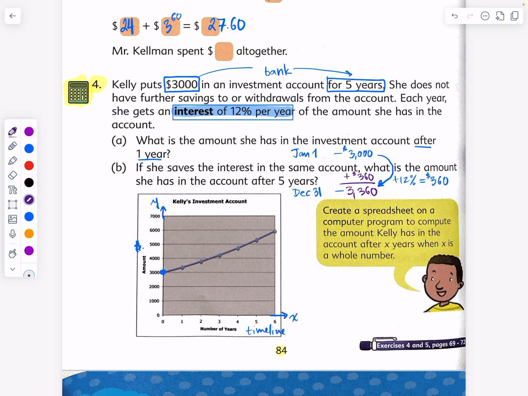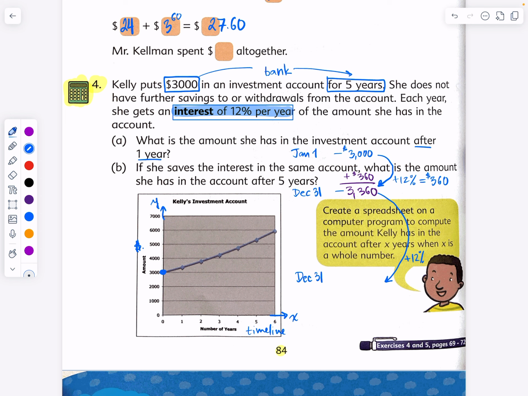What does Kelly do? She keeps the money and decides to keep it for another year. What happens to that money? Well, that money continues to earn interest of 12%. But notice the amount is now $3,360. Therefore, Kelly earns interest. So maybe this was January 2000. The next December 31st, Kelly will have 12% of $3,360.